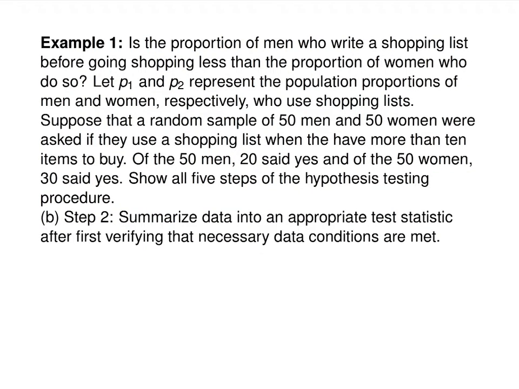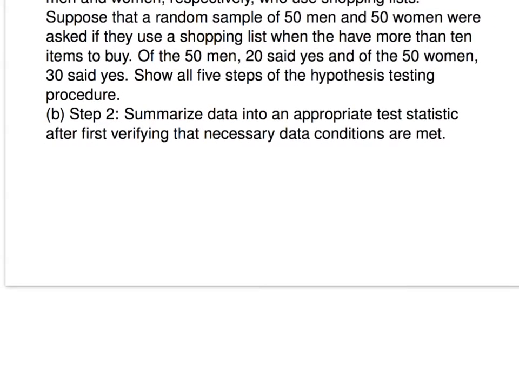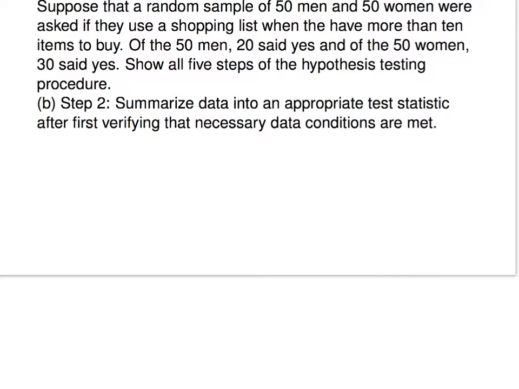Step 2 is to summarize these data into an appropriate test statistic after verifying the necessary data conditions are met. So the data conditions that have to be met are these quantities: N1 P1, N1 times 1 minus P1, N2 P2, and N2 times 1 minus P2 all have to be bigger than or equal to 10.